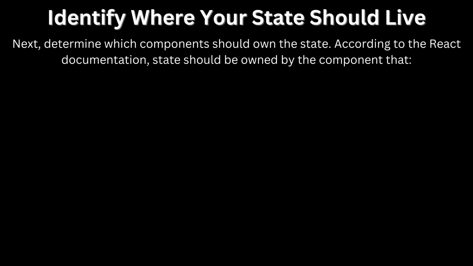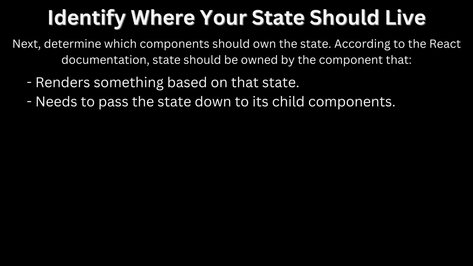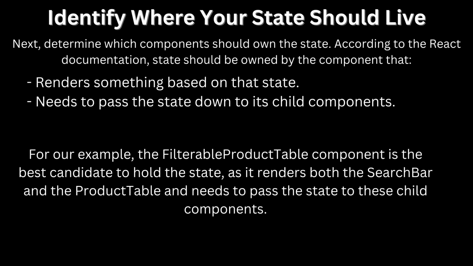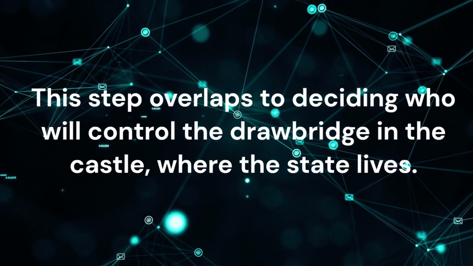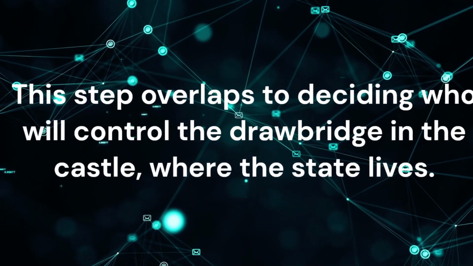Next, determine which components should own the state. According to the React documentation, state should be owned by the component that renders something based on that state, or needs to pass the state down to its child components. For our example, the filterable product table component is the best candidate to hold the state, as it renders both the search bar and the product table and needs to pass the state to these child components. This step maps to deciding who will control the drawbridge in the castle, where the state lives.